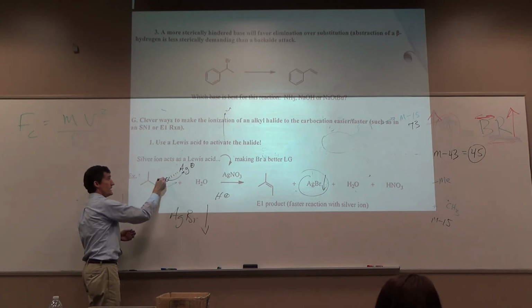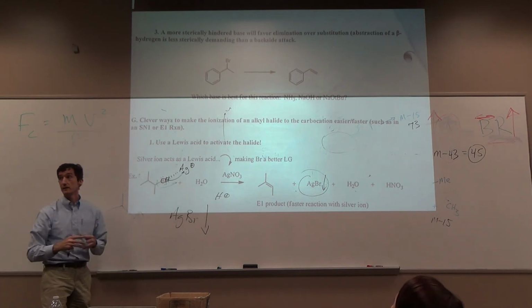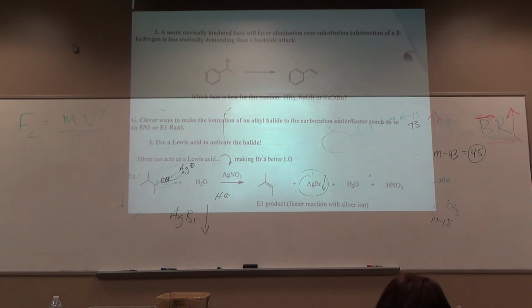But if this is an OH or something else, silver's not going to yank it off. So silver ion is a test for the presence of an ionizable halogen.